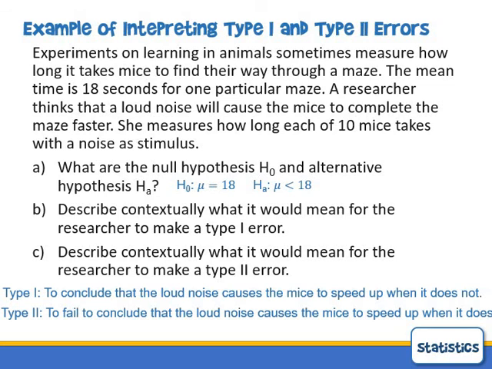Type 2 error would be failing to reject. So we don't conclude what we would when we reject, but to be wrong. So to fail to conclude that loud noises speed the mice up, when in fact it does. So that's a type 1, type 2 error in context.